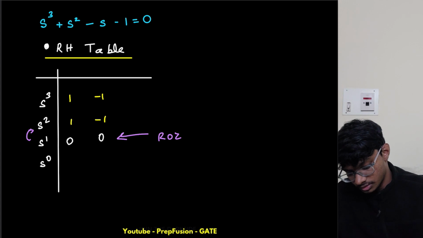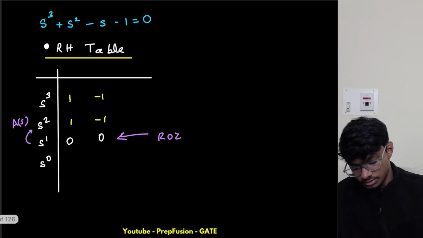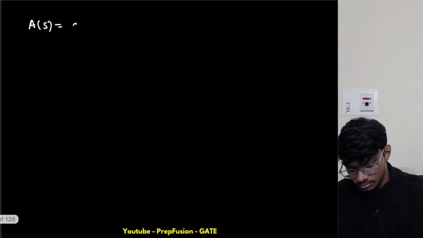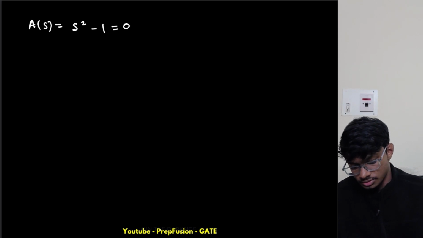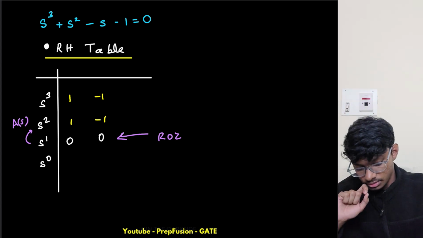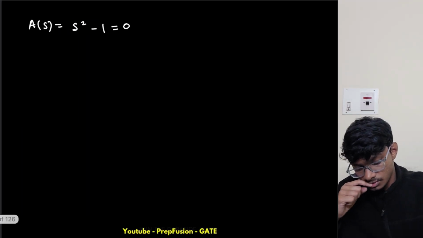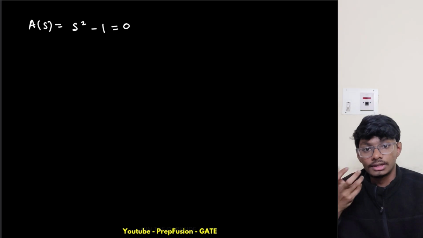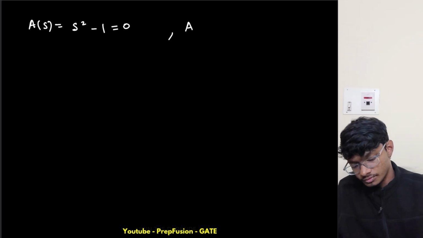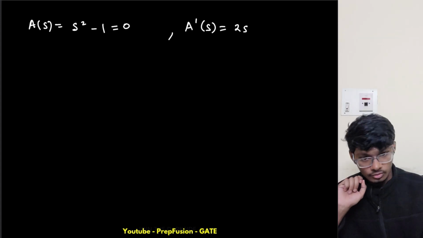Again, this one will be my auxiliary equation. But this time, we check how many sign changes there are below this auxiliary equation. So what will my auxiliary equation be? The auxiliary equation is s square minus 1 equals 0 again. So this is my auxiliary equation. Did I write the same equation again? No. What is the coefficient of the row of 0? The coefficient will be the derivative of the auxiliary equation, which is 2s. So I get the coefficient as 2s.